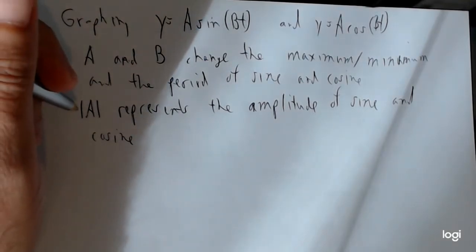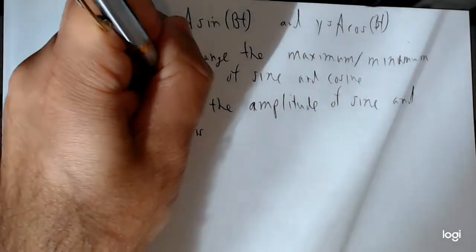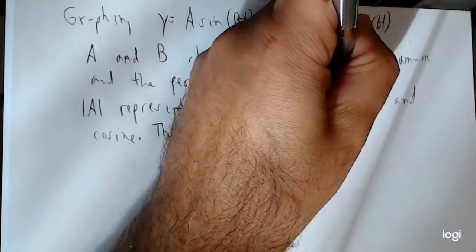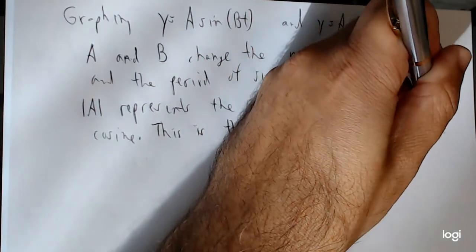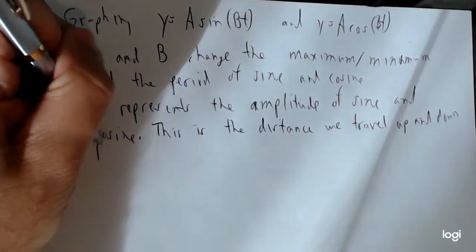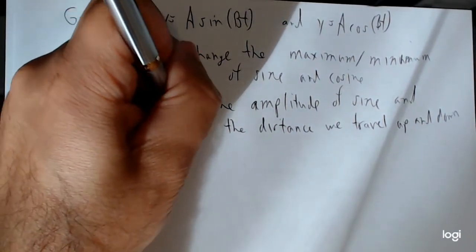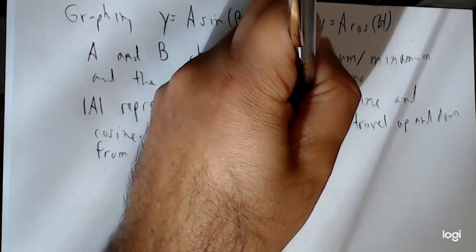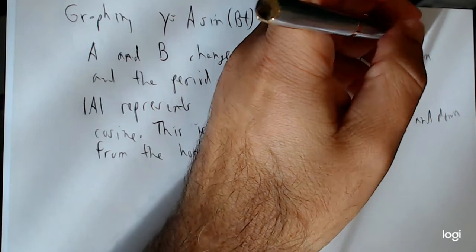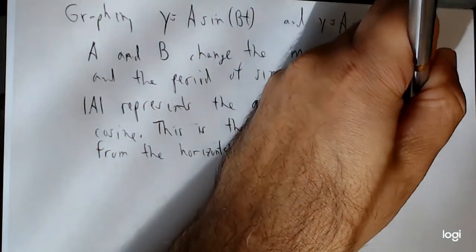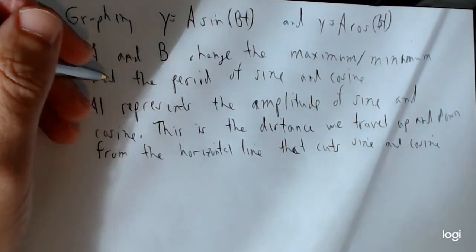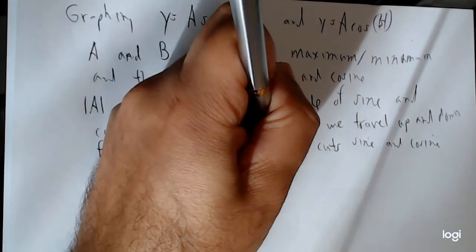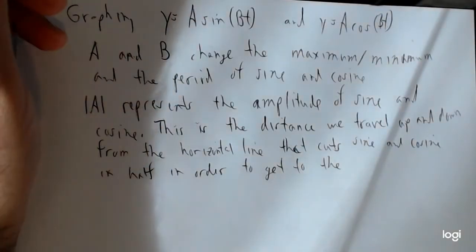And then we could say this, so when we talk about the amplitude, this is the distance we travel up and down from the horizontal line that cuts sine and cosine in half in order to get to the maximum and minimum.